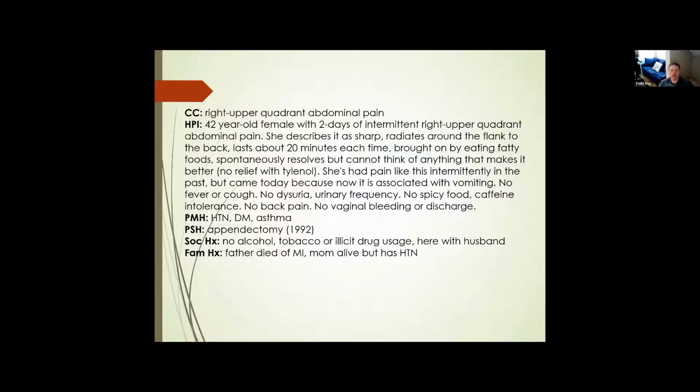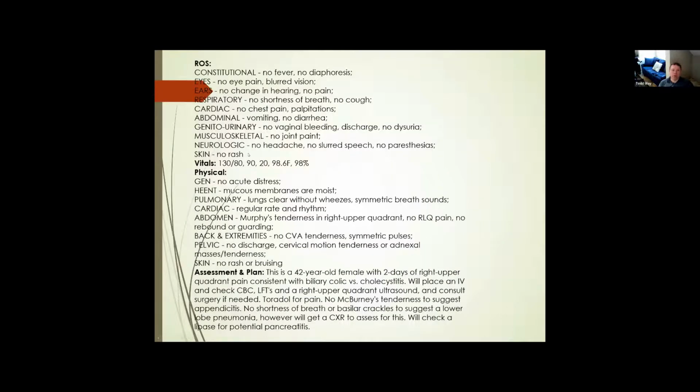But you can see the pertinent positives and negatives are there, you know, aggravating and alleviating factors, past history, the social history, surgical history. They've done a complete review of systems, looking at the vital signs. They've looked at the physicals. I don't think the assessment and plan that's here is entirely necessary, given that you could put your differential in, biliary colic versus cholecystitis. You know, we'll place an IV and check CBC, LFTs. All of that stuff is noted in our order set. Toradol for pain, again, is noted in the order set.